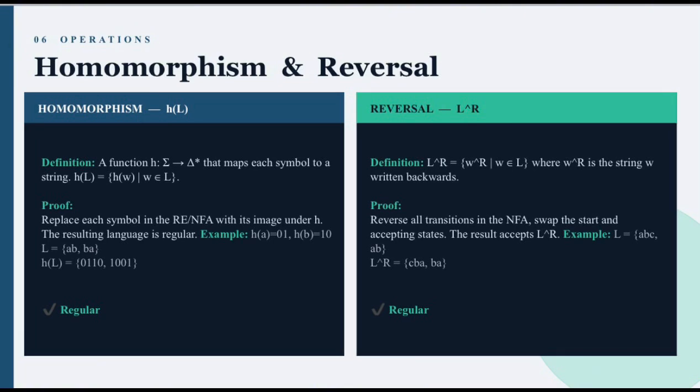Finally, reversal. It is the language formed by reversing every string in L. For the proof, take the NFA for L, reverse all transition arrows and swap the start and accepting states. The new NFA accepts exactly the reversal of L.